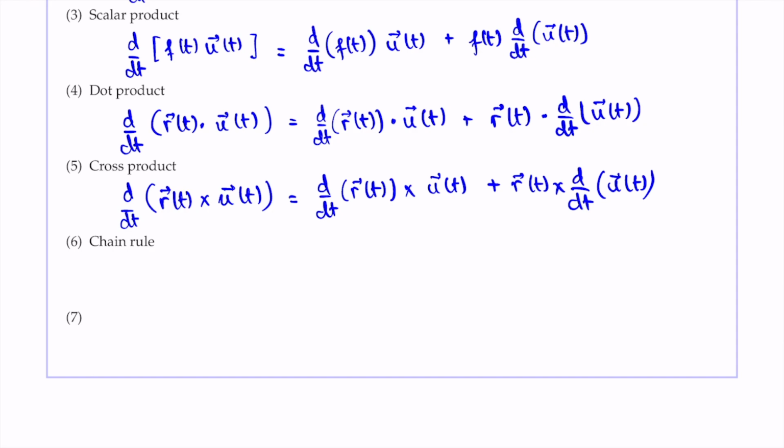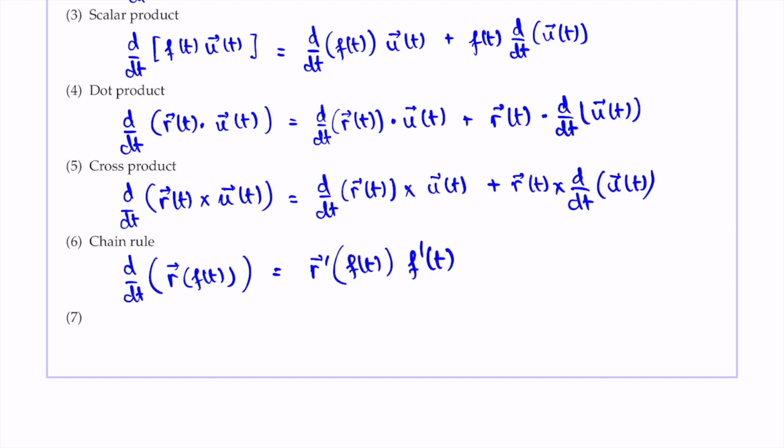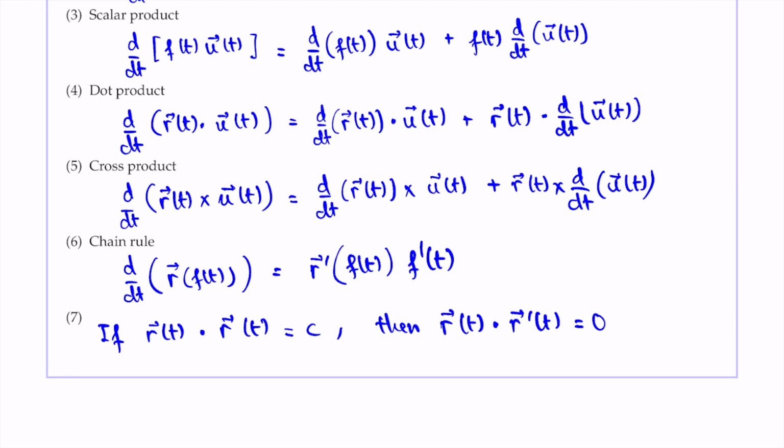Now for the chain rule, you have the derivative of the vector value functions of the form r of f of t, for f again a real value function. Then you have the derivative of the outside function evaluated at f of t multiplied with the derivative of the inside function. And we have one last rule here: if you have r of t dotted with itself equal to a constant c, then r of t dot with the tangent vector is going to be equal to 0. Therefore, the position vector is going to be orthogonal to its own tangent vector.